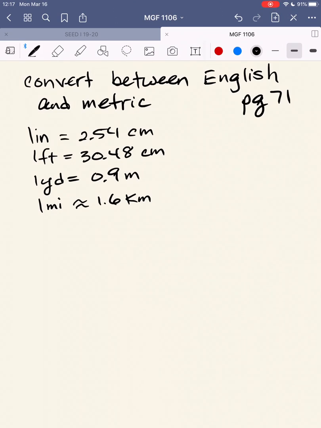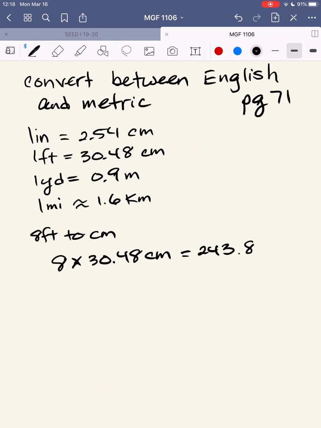I'm going to work with page 71 here, and I'm going to convert 8 feet to centimeters. If I have 1 foot equal to 30.48, and I have 8 feet, I'm going to take that 8 and multiply. I'm going to use the old school multiplication sign because we have decimals. 30.48 centimeters, which gives me a grand total of 243 and 84/100 centimeters. There's my decimal place right there.